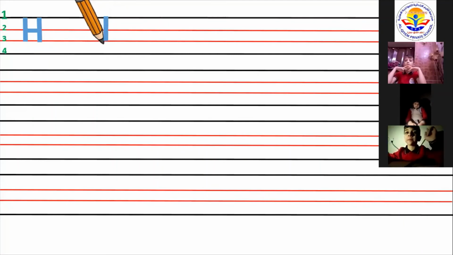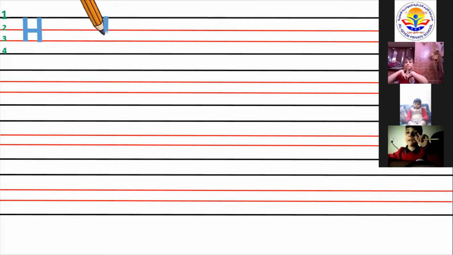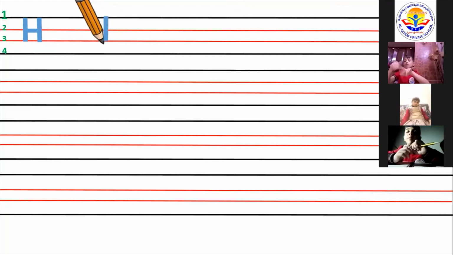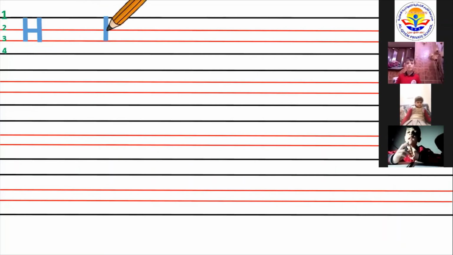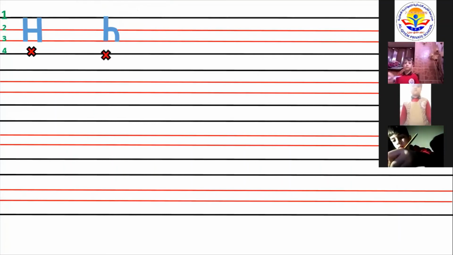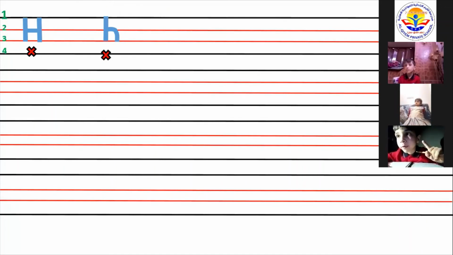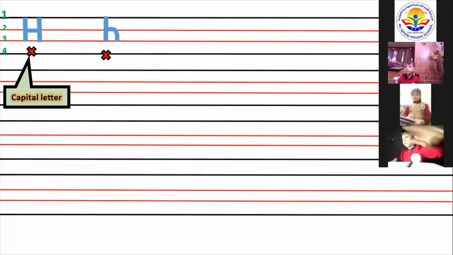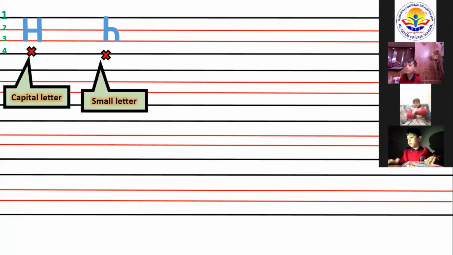Look at the screen. Don't write. We draw a straight vertical line from the first line to the third line. Then bend it from the second line and go down to the third line without reaching the fourth line. Look at the screen. Put down your pencil please. Okay. This is the capital letter H and this is the small letter H.